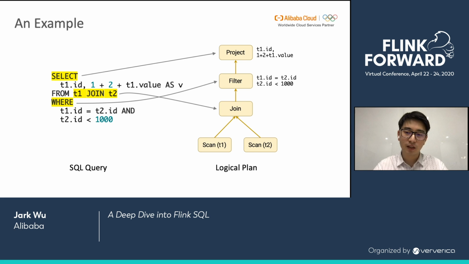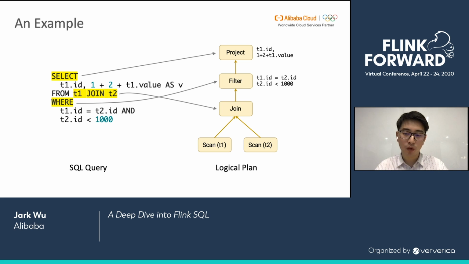On the left side, it is a simple join query which joins T1 and T2 with a condition. And on the right hand, it is the parsed initial logical plan. So you can see that T1 and T2 are parsed into scan nodes, and the join operation is parsed into a join node, and the where clause is parsed into the filter, and the select clause is parsed into the project node. And they all represent a specific data operation, describing how to generate a new dataset from the input datasets.